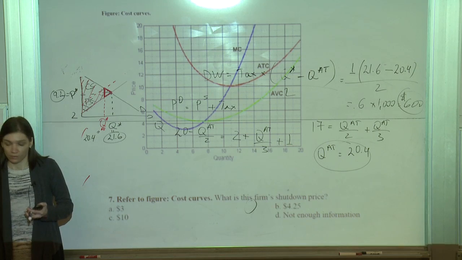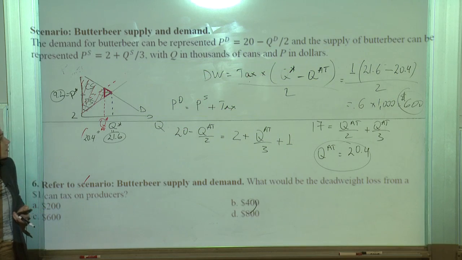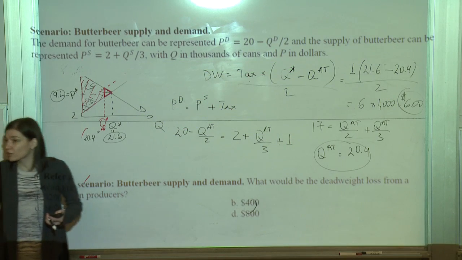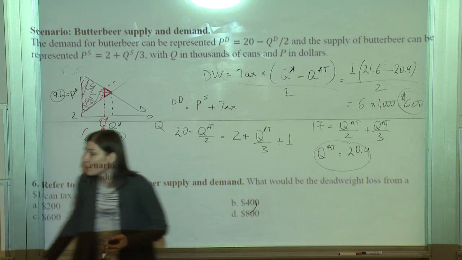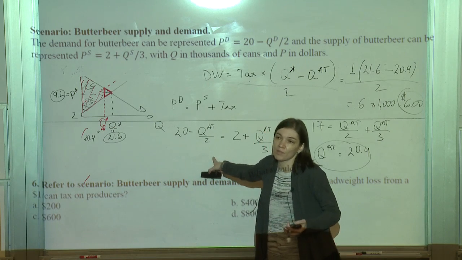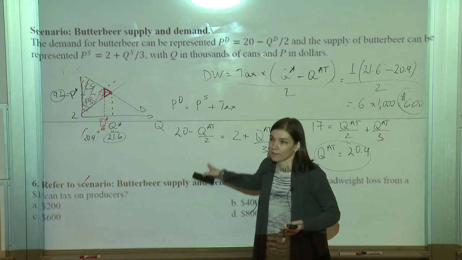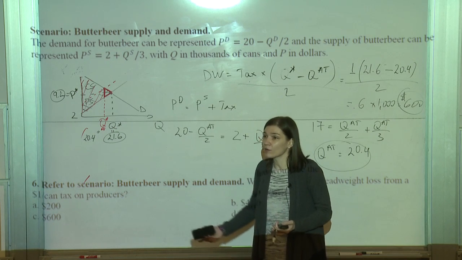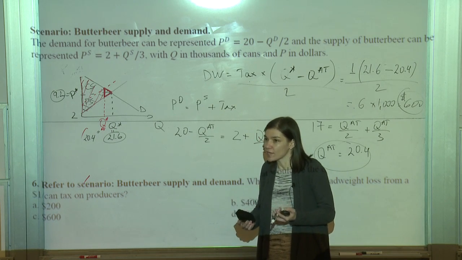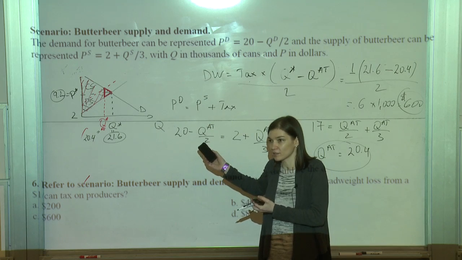How would it have been different if there was a tax on the consumers? Well, then the demand curve would have been shifted. However, the difference between them would still have been 1, because it's just the size of the tax. It doesn't matter who pays the tax. They're always going to share the tax based on the elasticity of demand and supply.